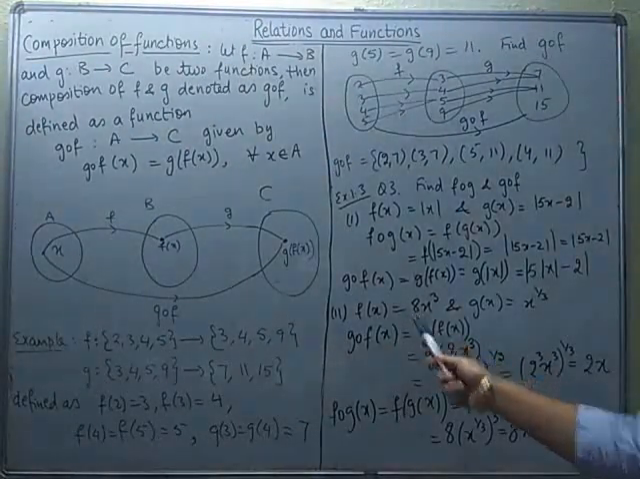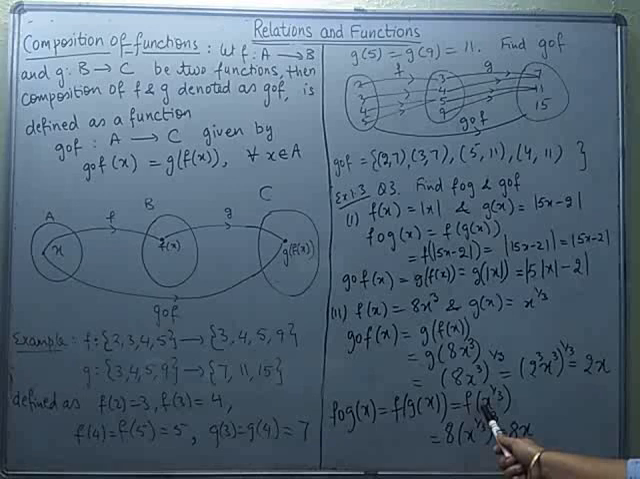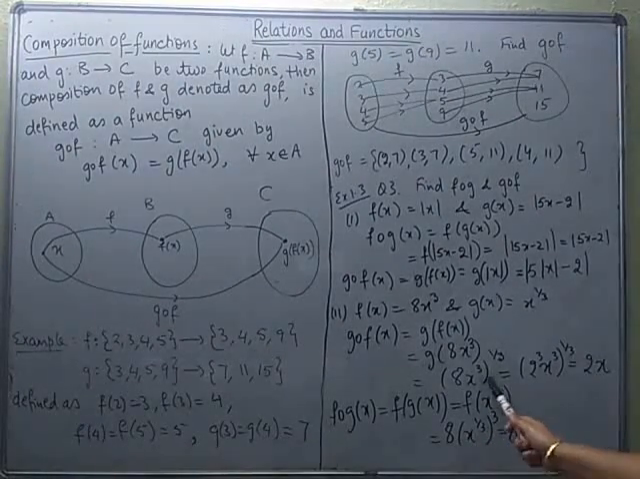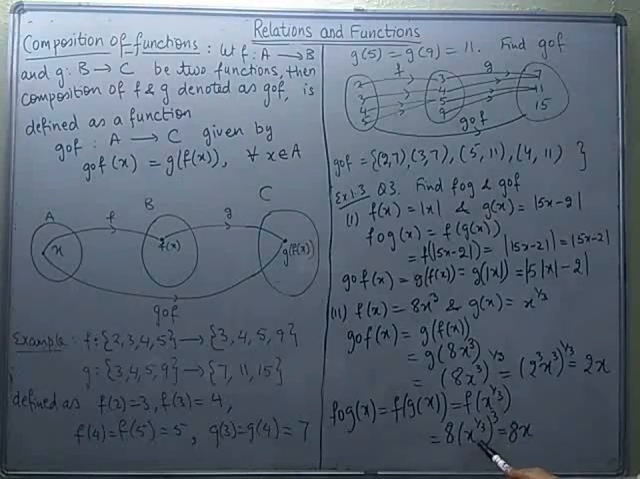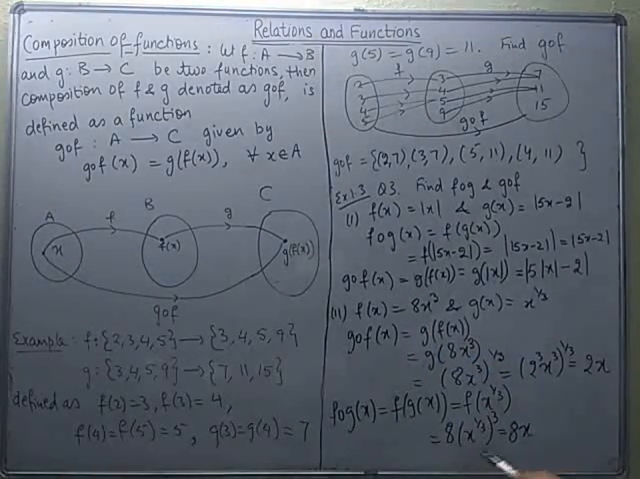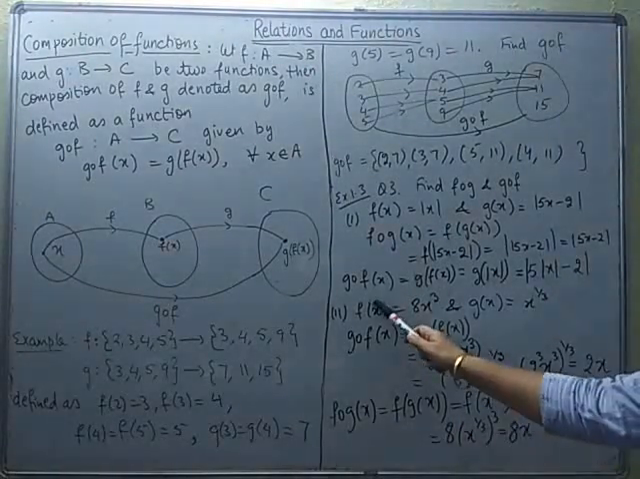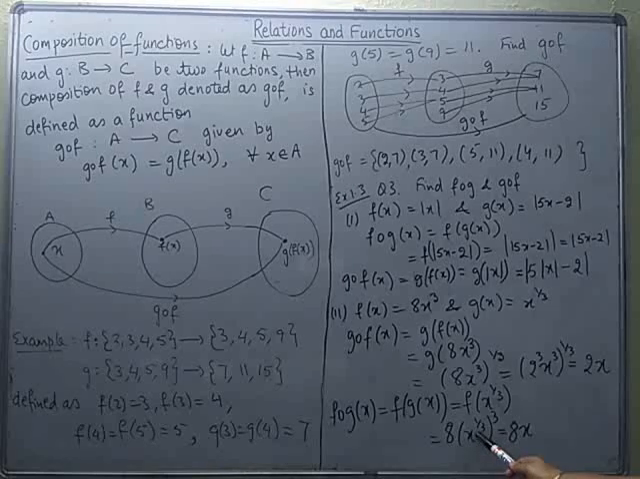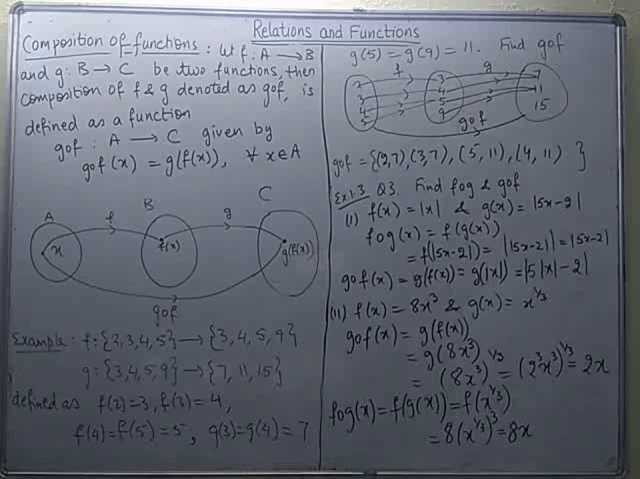So f(x) is 8x cube. That means f of cube root of x will be 8 times, in place of x, what will you replace? x to the power 1 by 3. You will write x to the power 1 by 3 in place of x. Okay, so 8 times cube root of x whole cube. So cube of this number, and here in place of x we have cube root of x, so cube of x to the power 1 by 3. This gets cancelled out and we are left with 8x. So composition of both are defined.